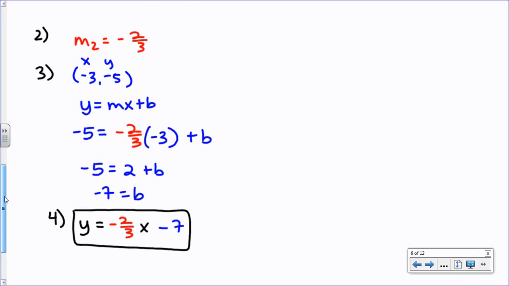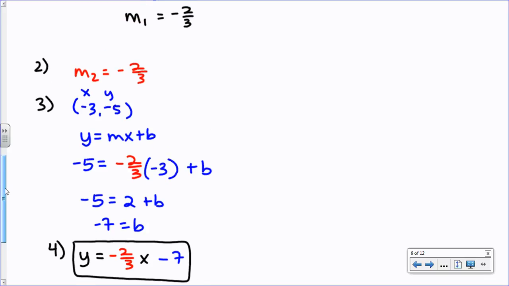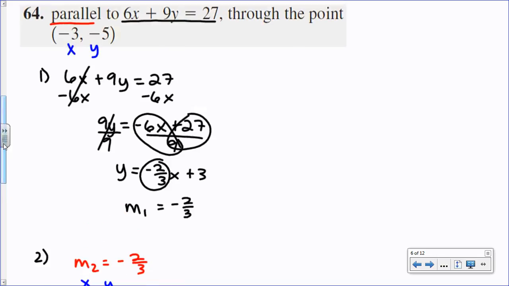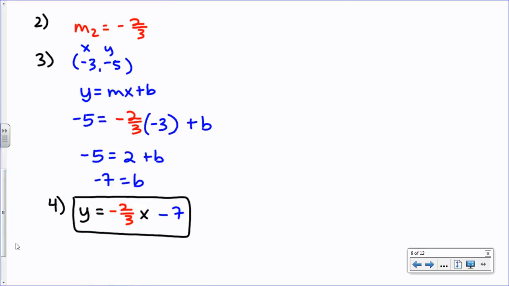In Algebra 1, I have students struggle here. They would find the new slope, but then they would maybe use the same y-intercept, or they would just use negative 5, because that's the y-coordinate. So keep in mind what you're doing the whole time.